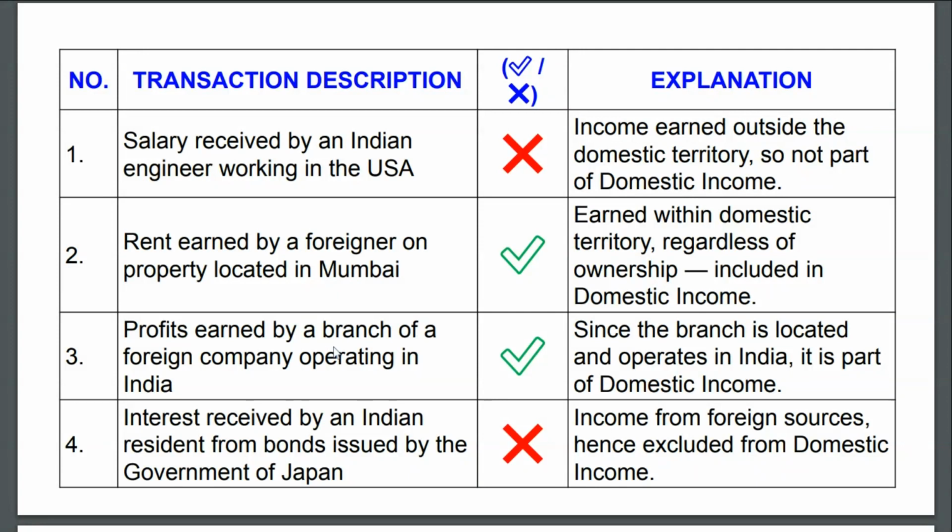Then profits earned by a branch of a foreign bank operating in India. Again, it is in India. Domestic is a place concept. National is a person concept. Interest received by an Indian resident from bonds issued by the government of Japan or a Japanese bank. Again, place: the Japanese bank or government of Japan, whatever it is, the place is in a foreign country. It's therefore their domestic income, not our domestic income.